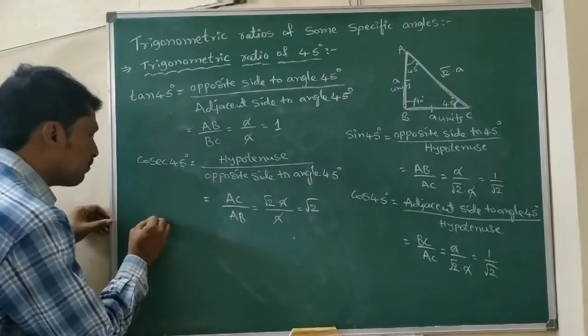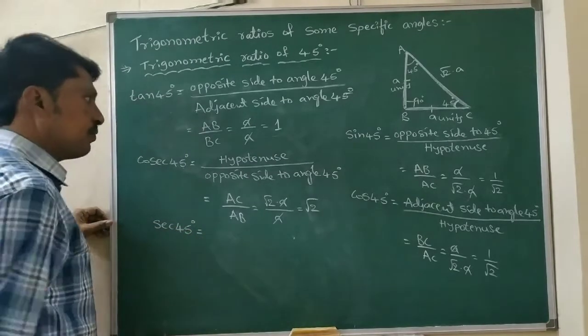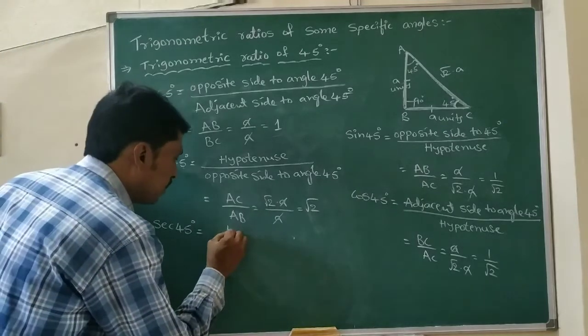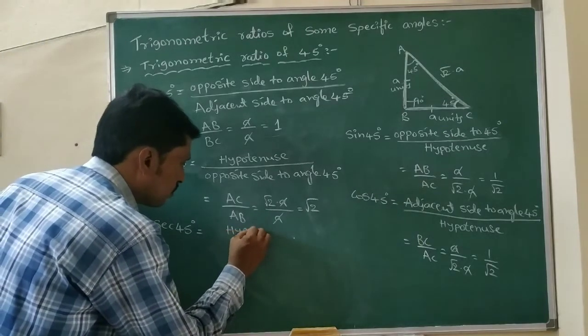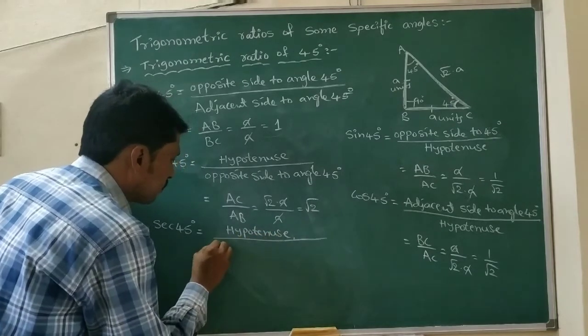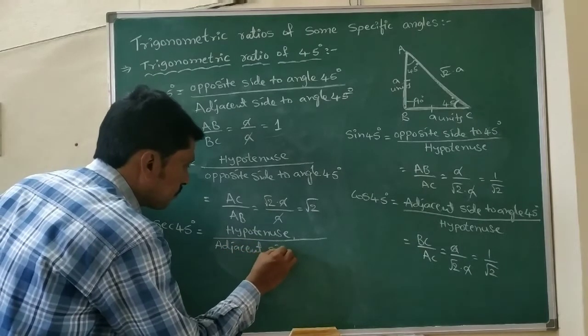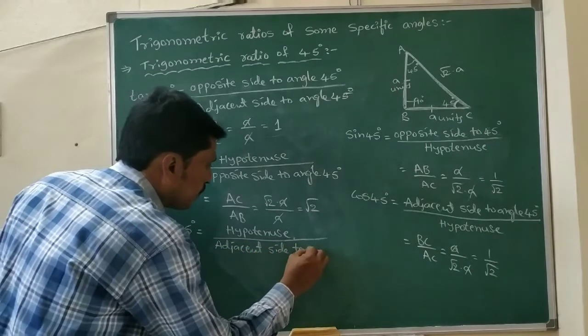Next it is sec 45. What is sec? Hypotenuse by adjacent side to angle 45.